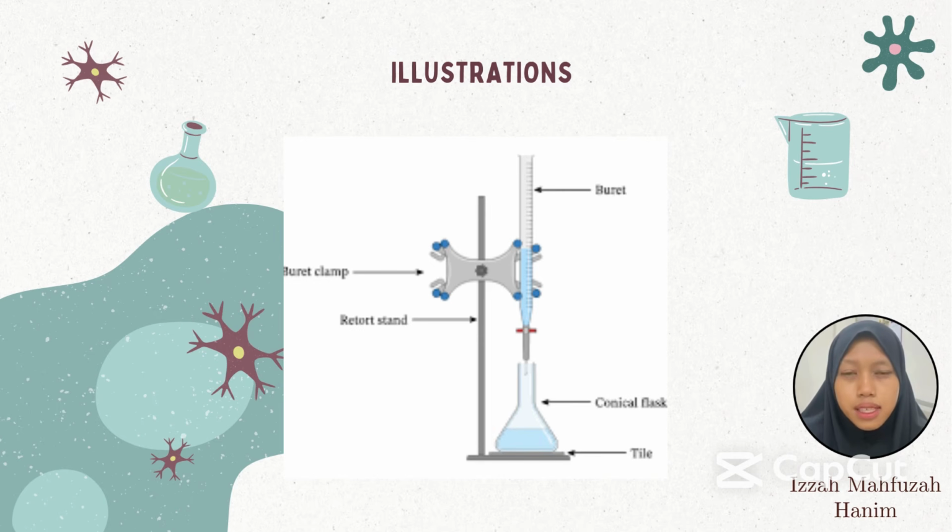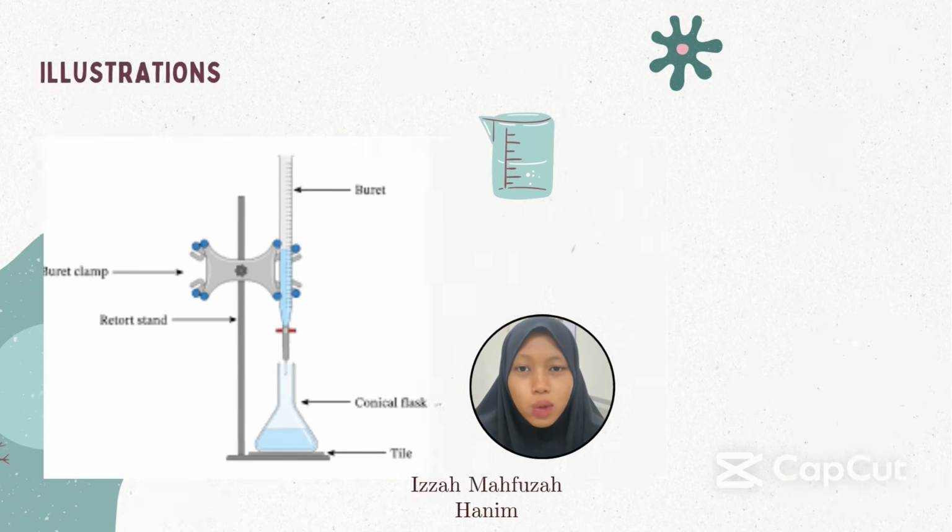We often mix it with an indicator to observe the endpoint of the titration. The white tile is used to make it easier to see the color change during the reaction. This setup ensures that the titrant is added drop by drop into the analyte, allowing for precise determination of the volume needed to reach the equivalence point.